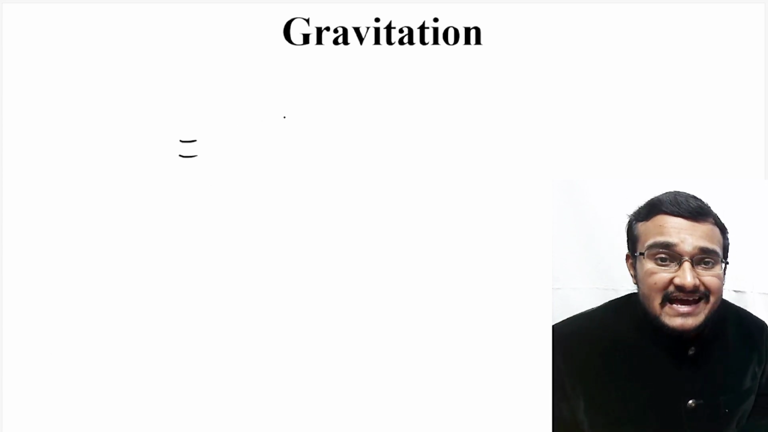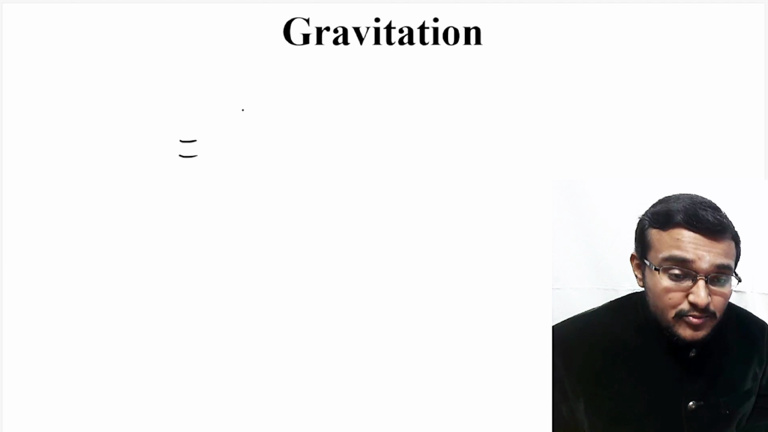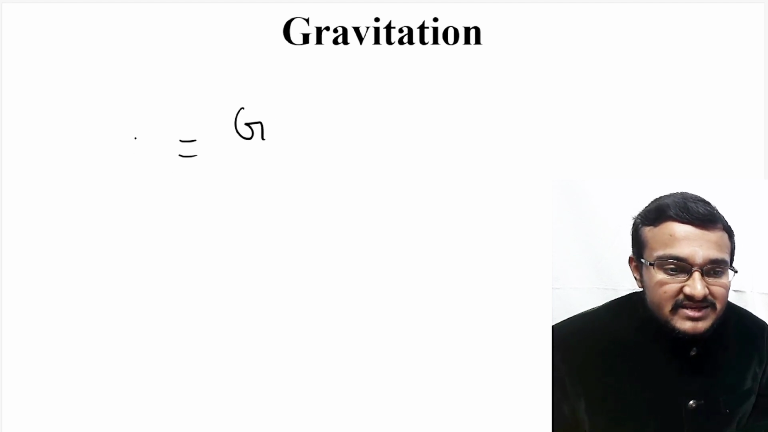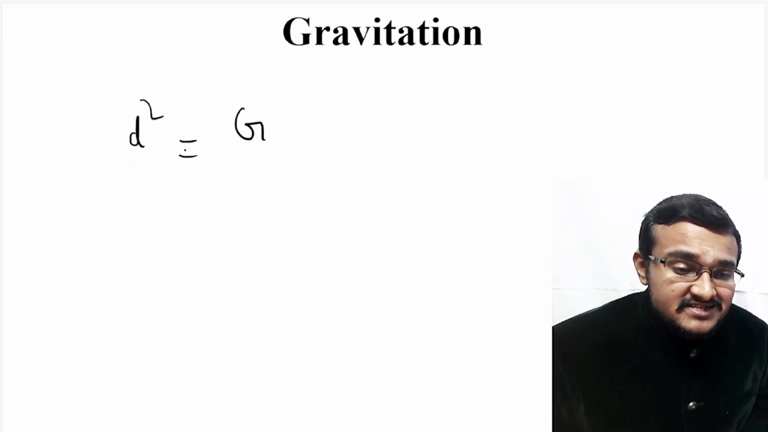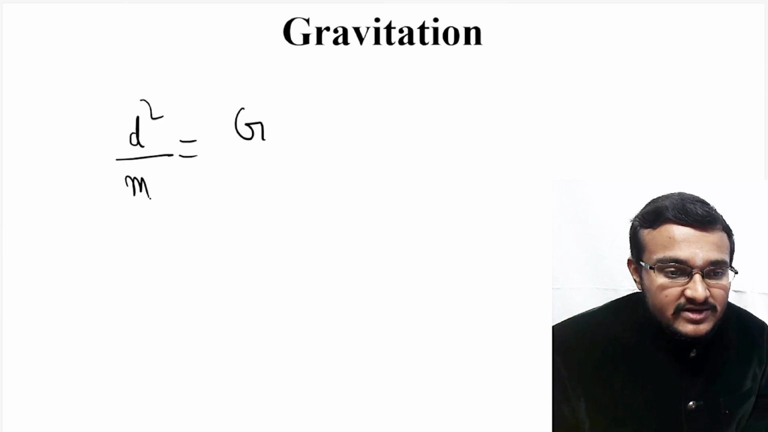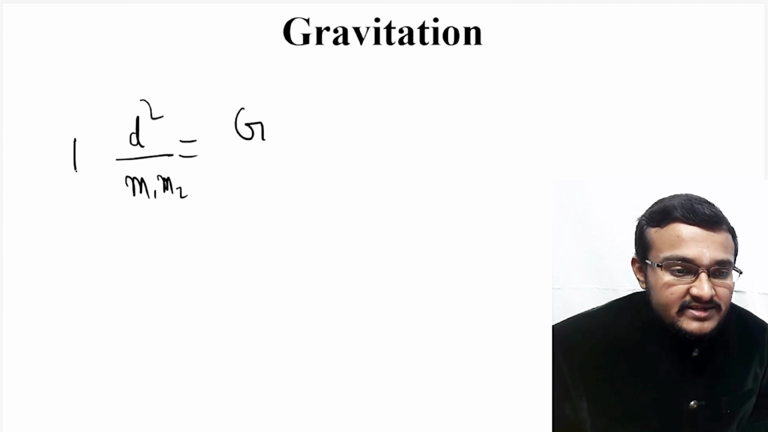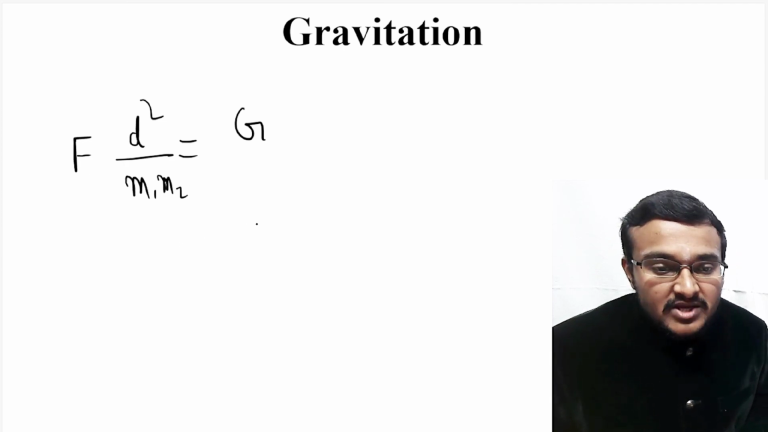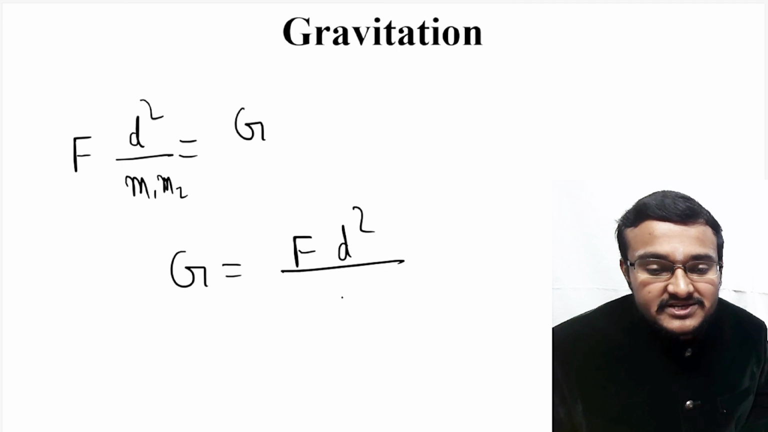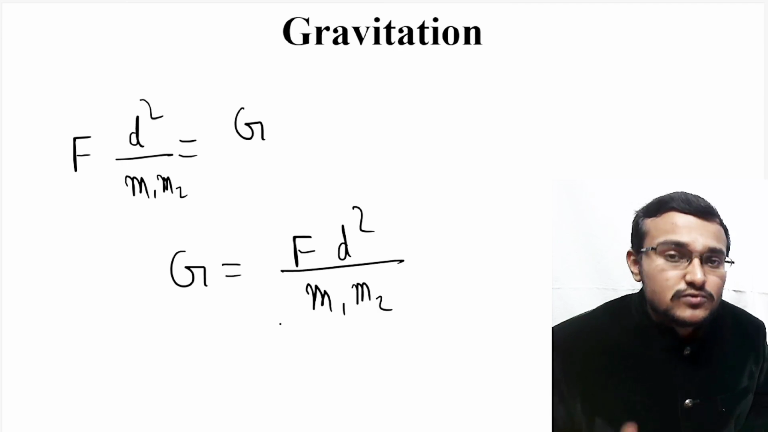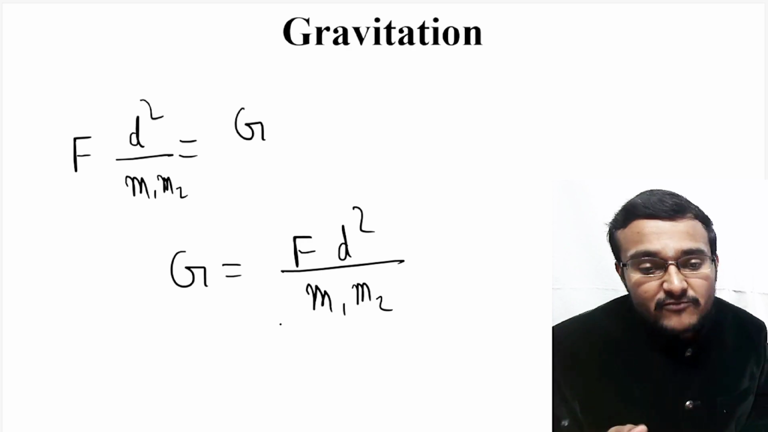So in order to calculate the proportionality constant G, you can just bring d square to the LHS, so it will go to the numerator, and m1 m2 to the LHS, it will go to the denominator. So d square divided by m1 m2, and on the LHS the gravitational force F is already there. So now the proportionality constant G will be equal to force F into distance square divided by the product of masses m1 and m2.